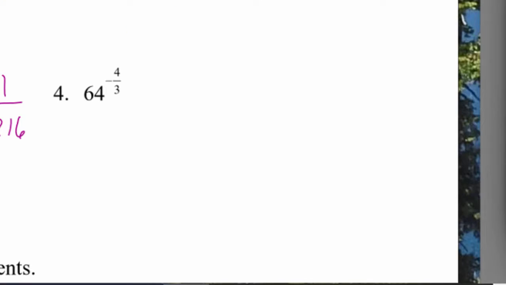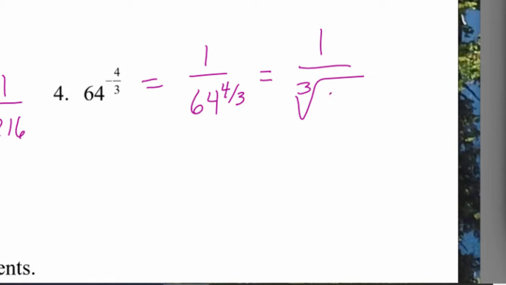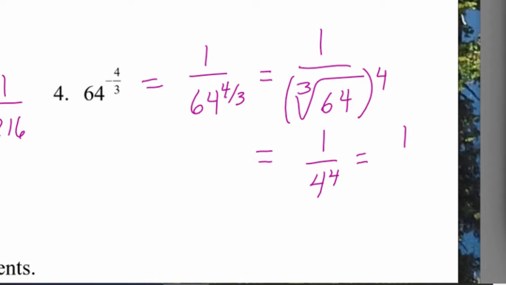64 to the negative 4/3. So again, 1 over 64 to the positive 4/3. So that's 1 over the cube root of 64. And then we're going to go to the 4th power. And the cube root of 64 is 4. So 1 over 4 to the 4th, 256. So 1 over 256.